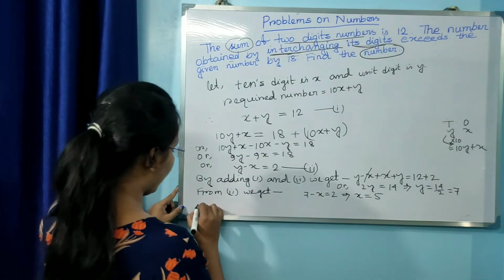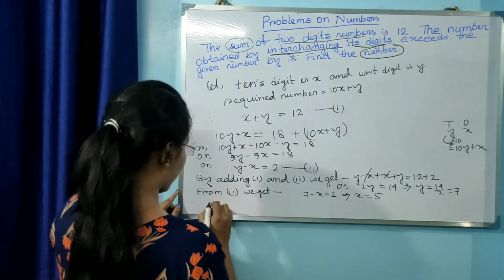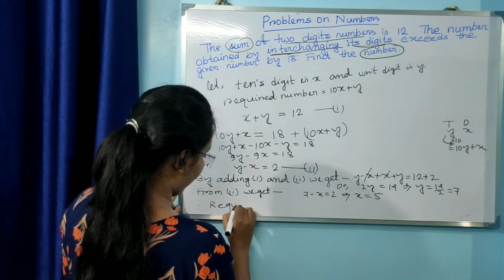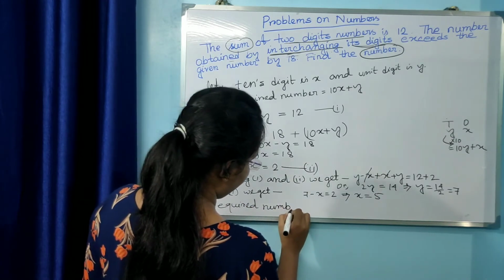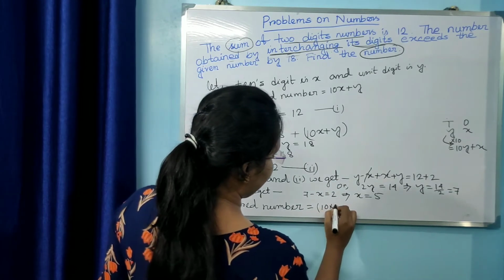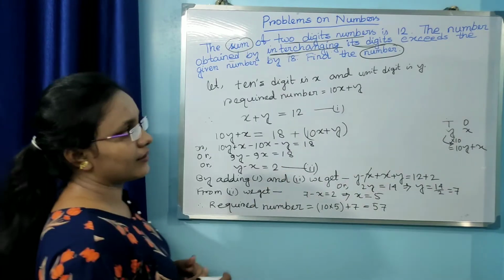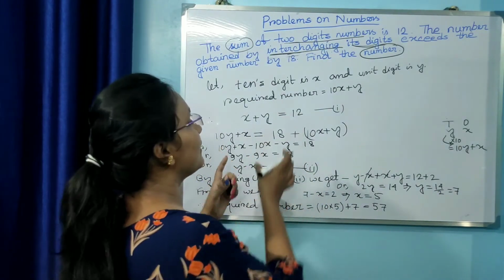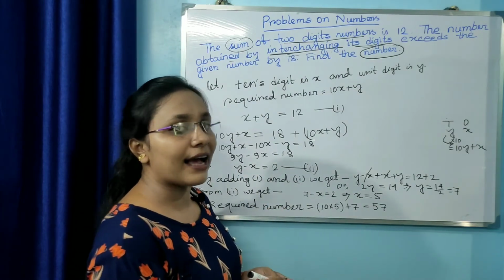Okay, so we have to find the number, and the number is 10x plus y, so the required number will be 10 into 5 plus 7, that is 57. So just write the equations from the words and solve them, you can find your answer.